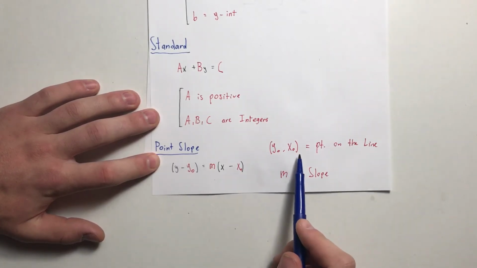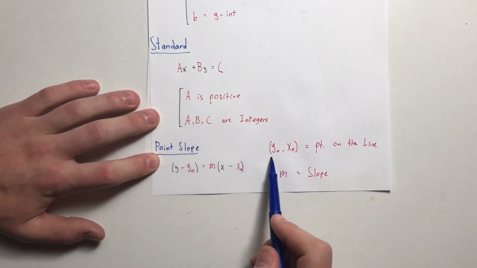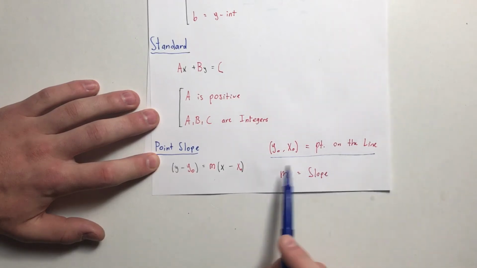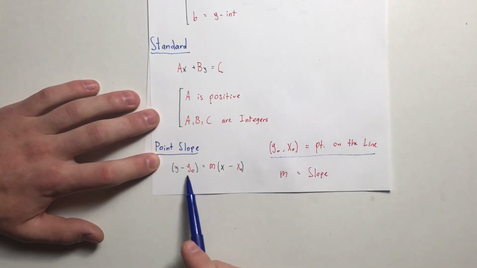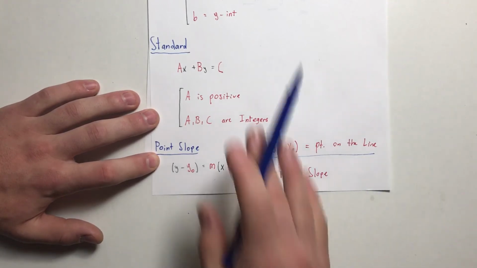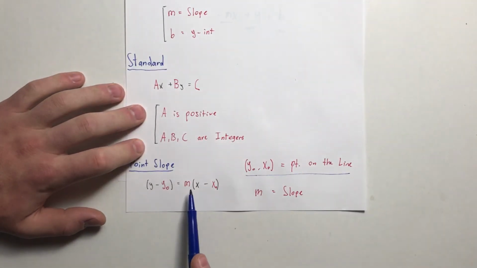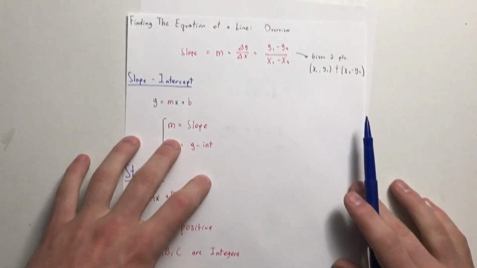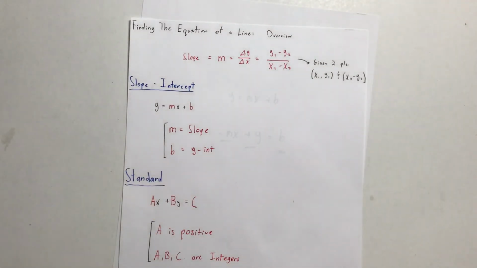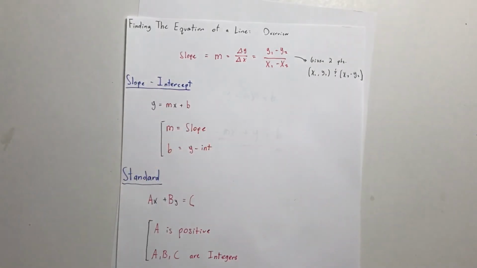So y naught and x naught, this is going to be any ordered pair, any point that lies on that line. So y naught and x naught just get plugged in here, and then you find your slope just like we did above, and then you can plug that in right there. So in the next videos, we're going to be doing examples where we're given information about a line, and then we find the equation of that line in all three of these forms. So after those examples, hopefully this concept starts making some sense.